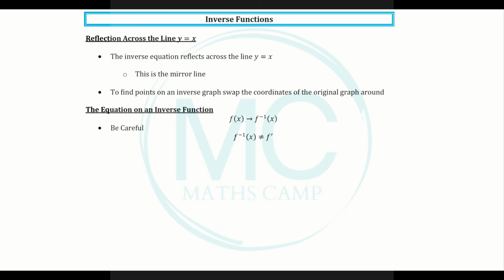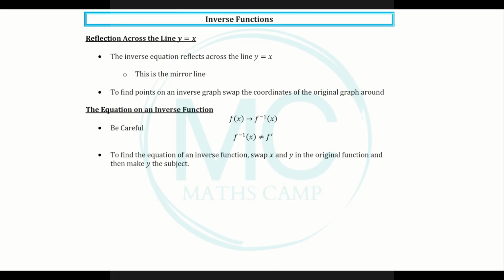But please be careful. An exponent of -1 shows that we are working with an inverse function, but a small line that looks like an apostrophe means we are working with the derivative, and these are not the same thing. You will never see an inverse with an exponent of -2 or any other value. It will always be -1.